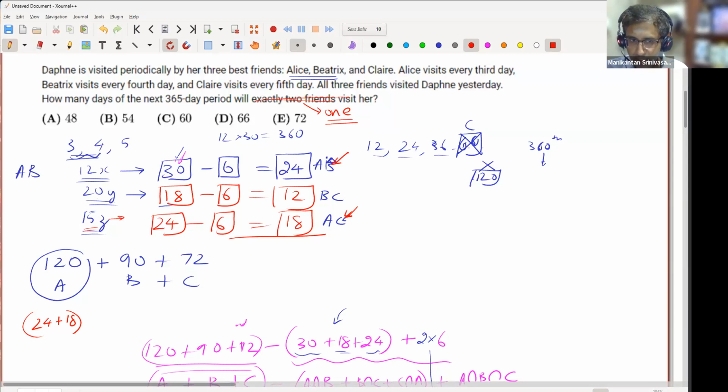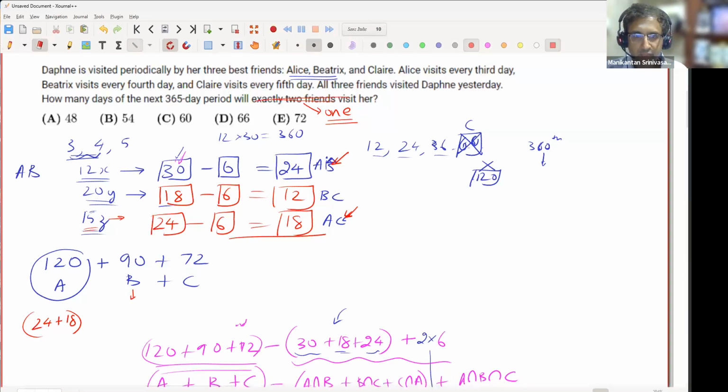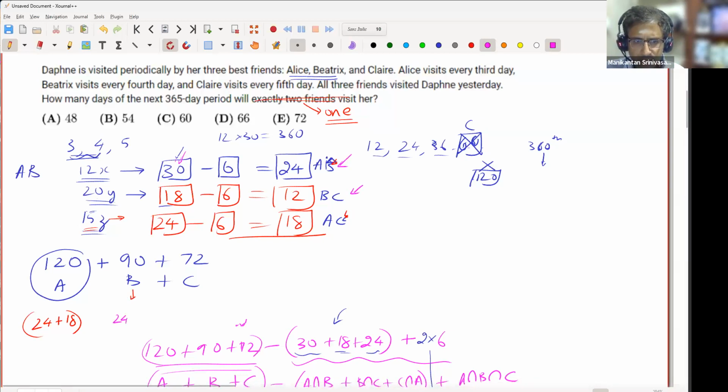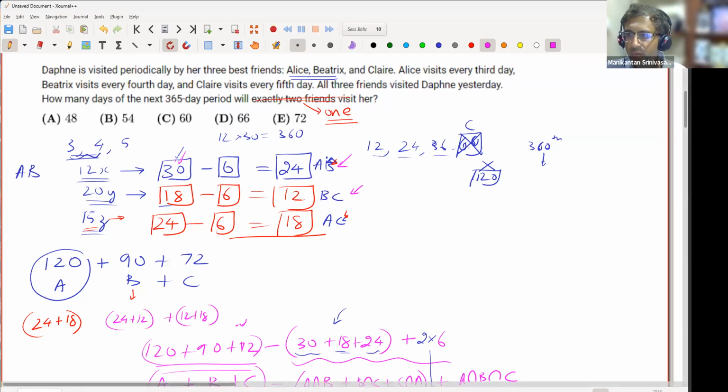Similarly, when B attended alone, I should subtract which days? Those days where B attended with a partner, which includes BC as well as AB. So the 24 plus 12, those days. Likewise, for C, which is 12 plus 18. And each of these days is getting counted twice. And therefore, it's just divide by 2, right?